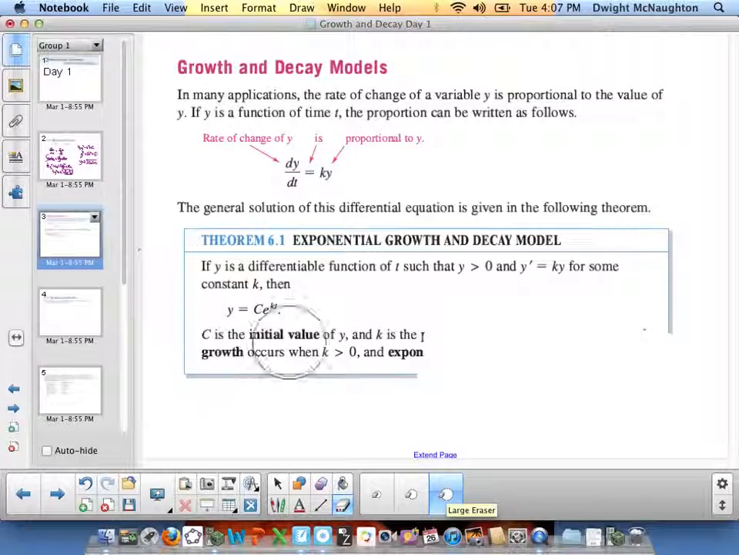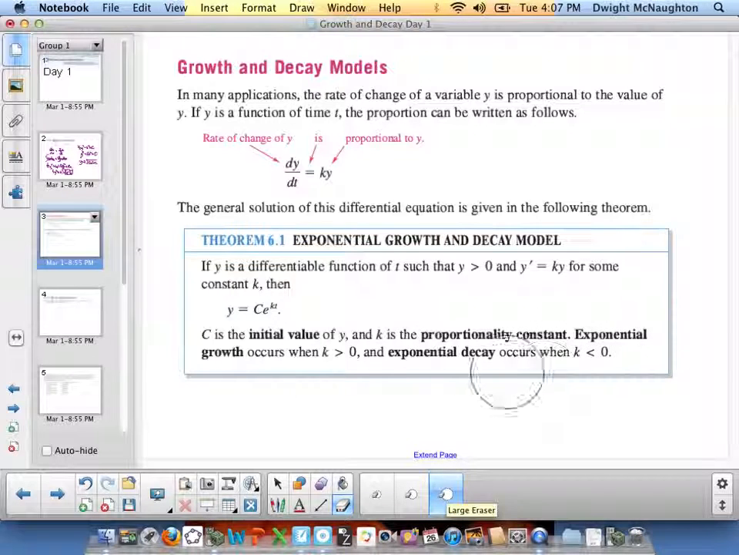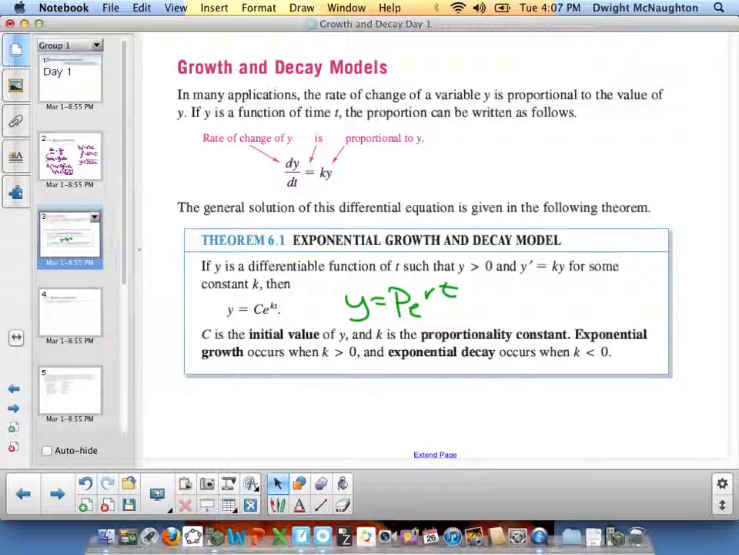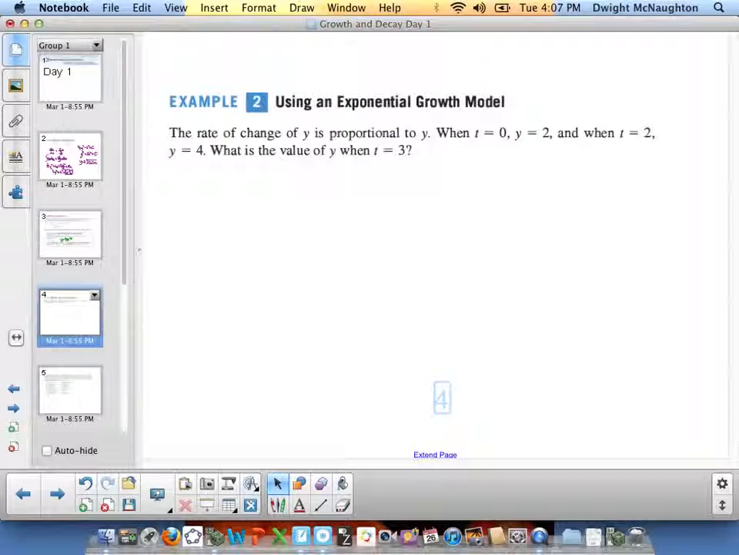You should recognize this from your pre-calc days as the exponential growth and decay equation. y equals ce to the kt. Some books or some people say y equals pe to the rt. Either way is fine. C represents the initial amount and k is a proportionality constant, meaning your rate of decay or rate of growth. All right, so here's a problem.